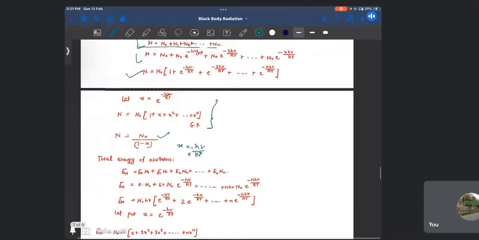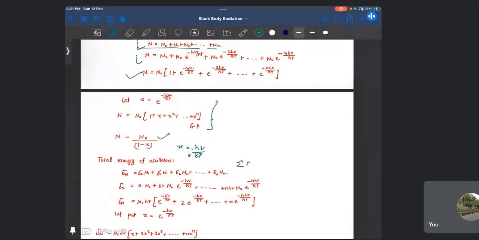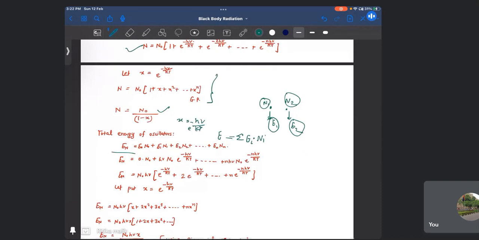And the total number of oscillators is given by the summation over energy E_i N_i. That will give you the total energy. If the energy of one oscillator is E1 for N1 oscillators and N2 oscillators carry energy E2, so the total energy will be E1 multiplied by N1 plus E2 multiplied by N2. This is what we have done here.